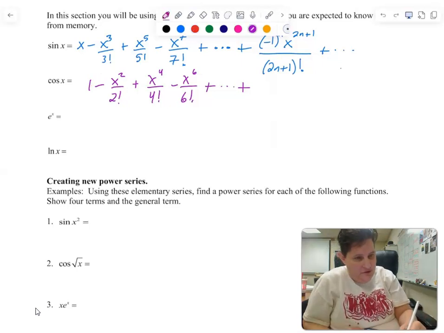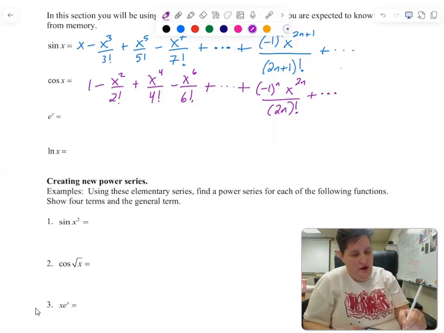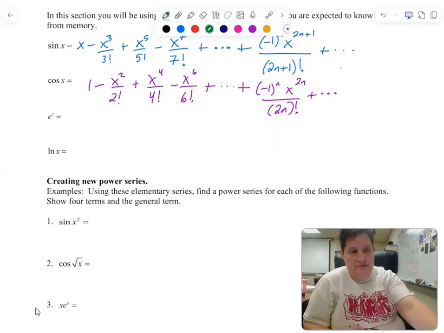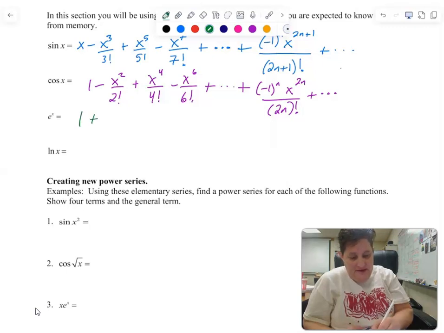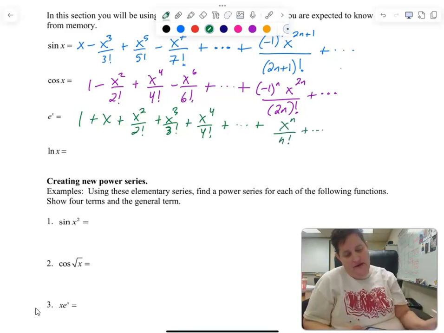Now this one alternates, but because it's just the evens, it's x to the 2n over 2n factorial. Again, not super necessary to memorize the general term, but you can if you want. E we've been using since almost the beginning of this chapter, right? E is every term, and it does not alternate. So e is x to the n over n factorial. And we've done that a few times.